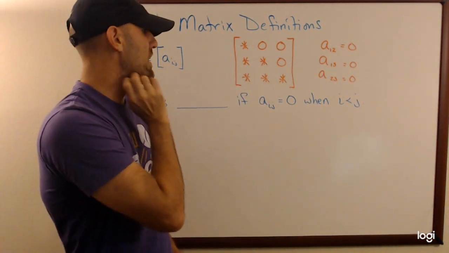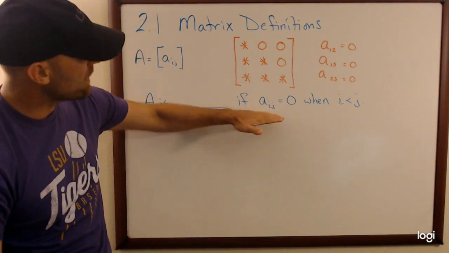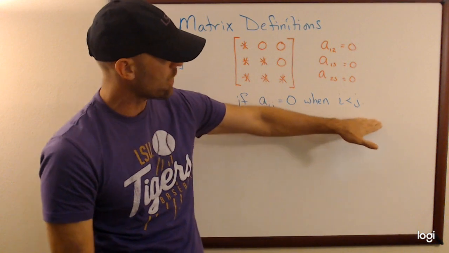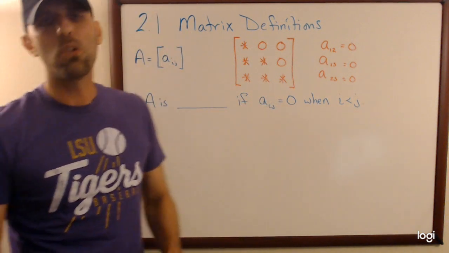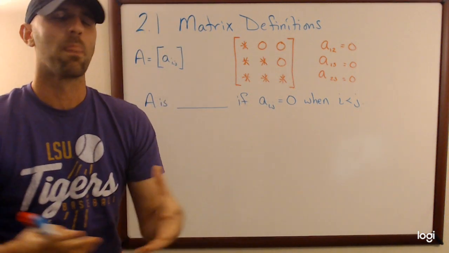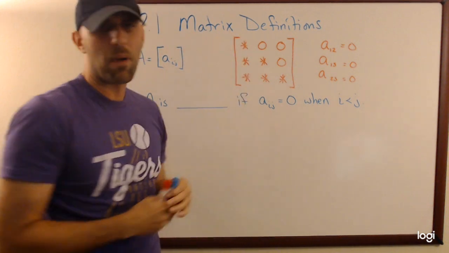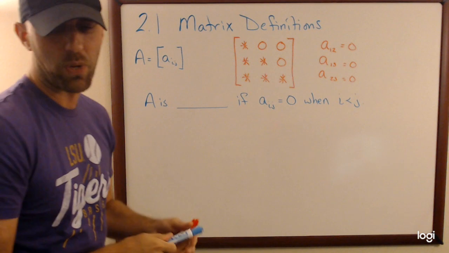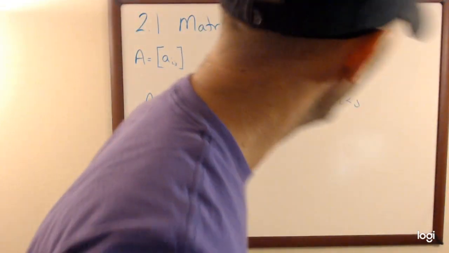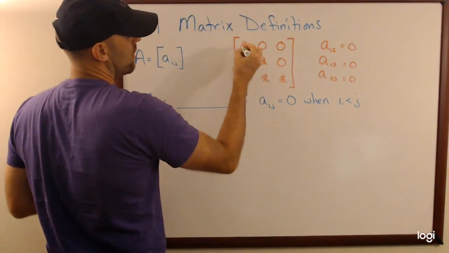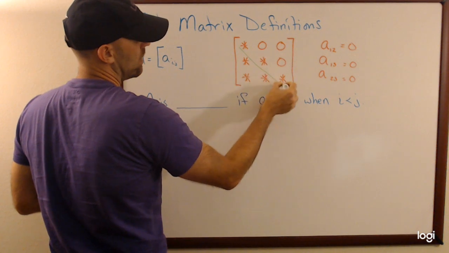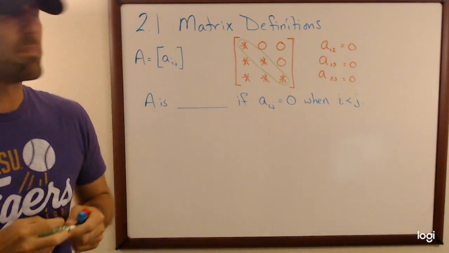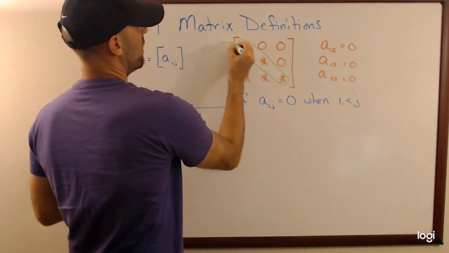Well, what we notice is actually all of these entries where the row index is less than the column index, they're all located in the same spot in my matrix, right? They're all located above this region here, which we call the diagonal. Okay? So this is the diagonal.